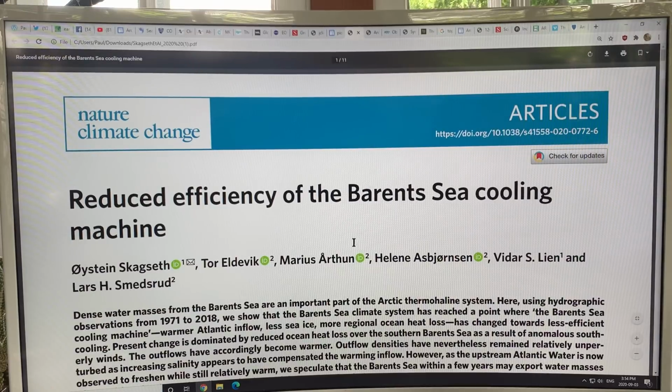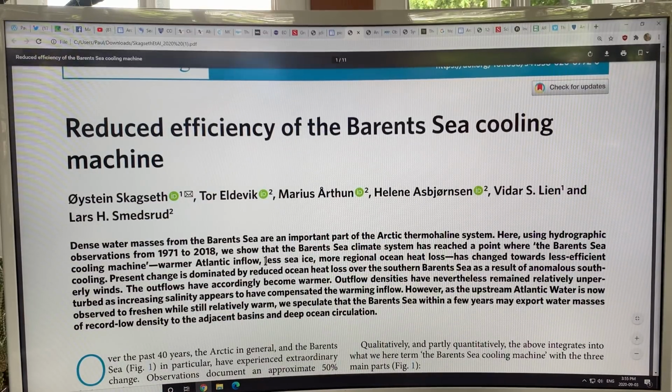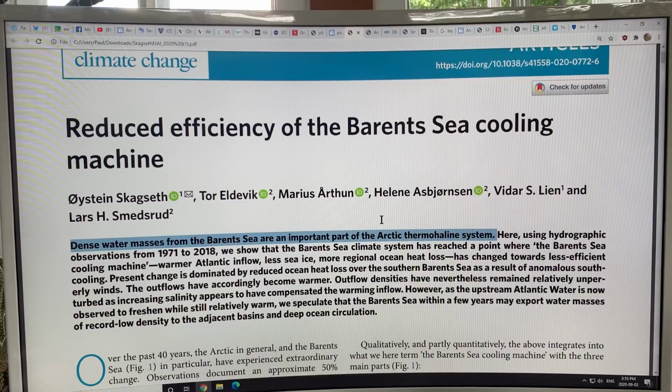Okay, so another key paper on this topic is reduced efficiency of the Barents Sea cooling machine. So we can talk about the Barents Sea. The dense water masses from the Barents Sea are very important for, it says Arctic, but the Atlantic meridional overturning circulation. That whole water current system is key, because the main points where the water descended to feed the deep water portions of that conveyor belt system occur in the Arctic. When the ice forms, it rejects brine. The brine is denser, sinks to the bottom, brings water down to the bottom, completing the loop of the AMOC, the Atlantic meridional overturning circulation system.